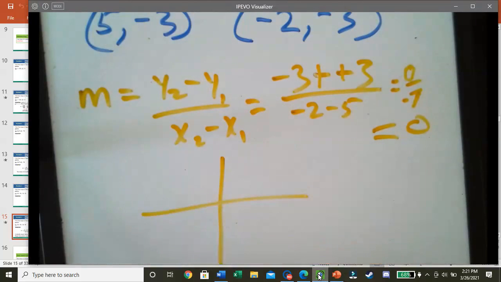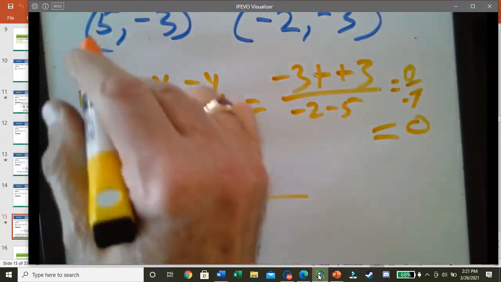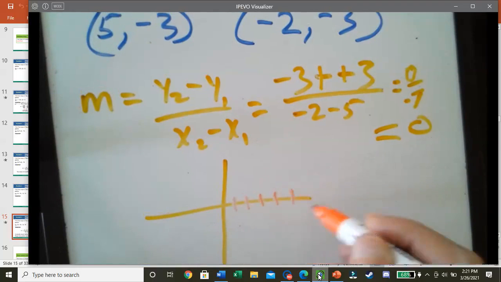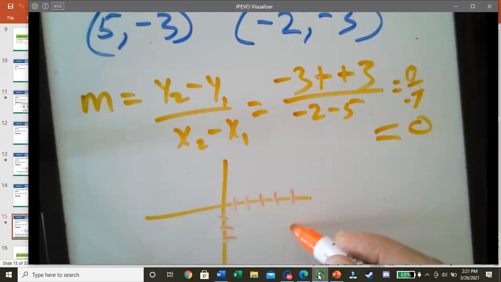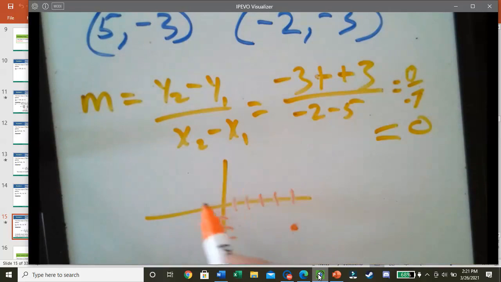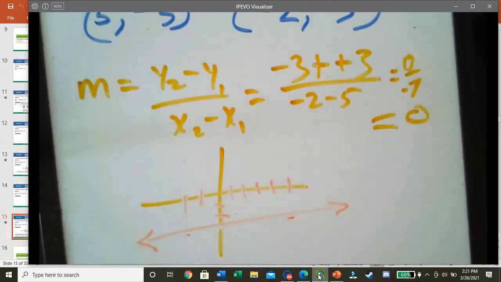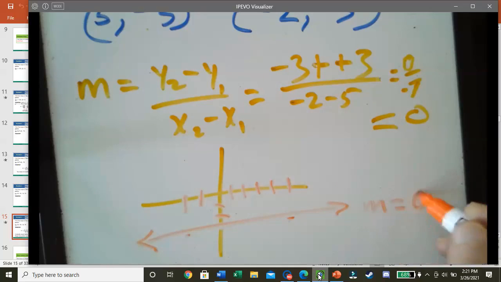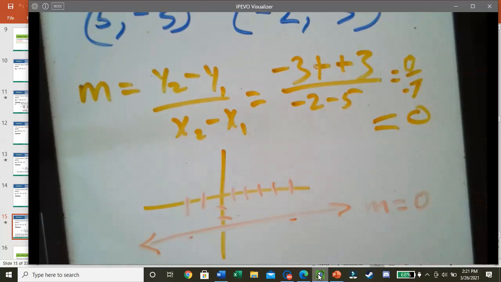we've got 5, 1, 2, 3, 4, 5, -3, 1, 2, 3. Here's 5, -3. And here's -2, -3. See, it's a horizontal line. Okay? And so that slope is 0. Because it did not move, it's not changing, the y values are not changing up, it's not changing down.